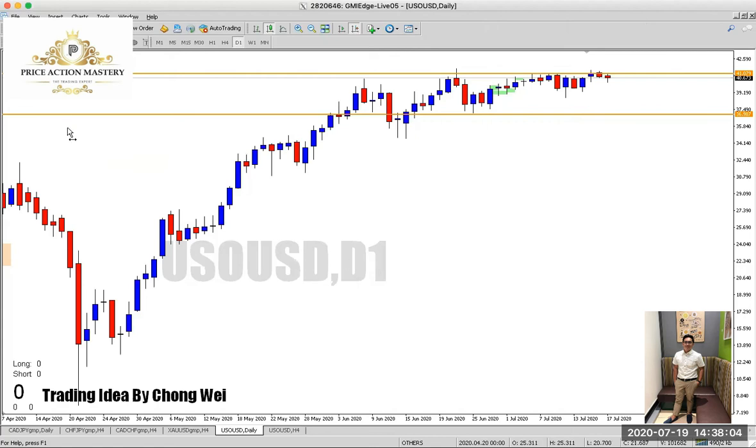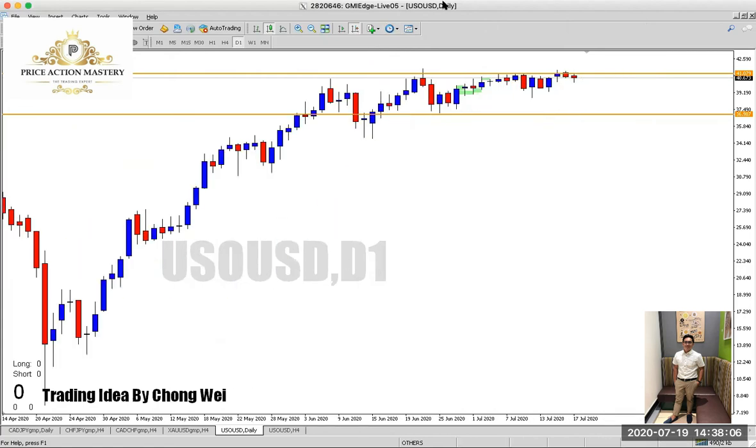Okay, this is US oil. As you can see, US oil is correlated with CAD, which means if CAD drops, oil is going to drop as well. As you can see from the candlesticks themselves, the market doesn't have much buying liquidity anymore.